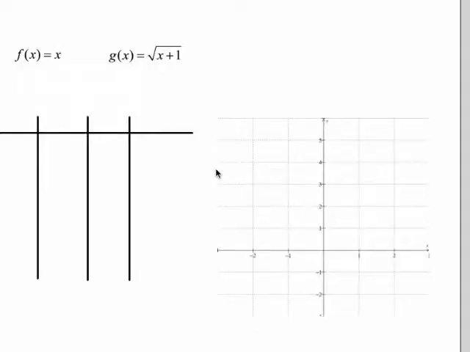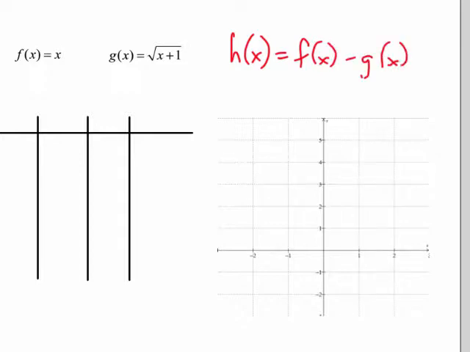Let's do one more example by hand. This time we're going to subtract two functions. So h of x in this case will be f of x minus g of x, which again algebraically is easy enough. It's just x minus the square root of x plus 1. And so visually, let's just take a couple of points.